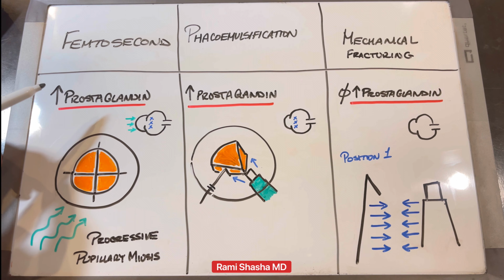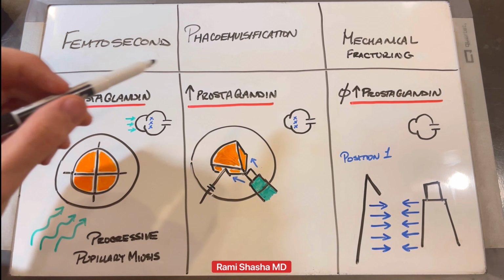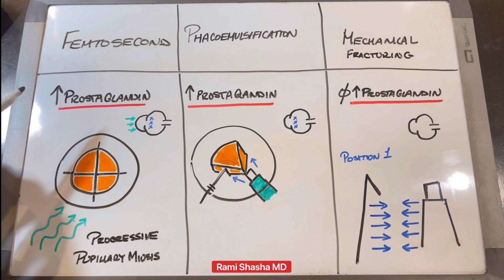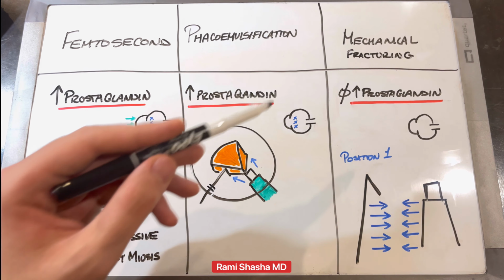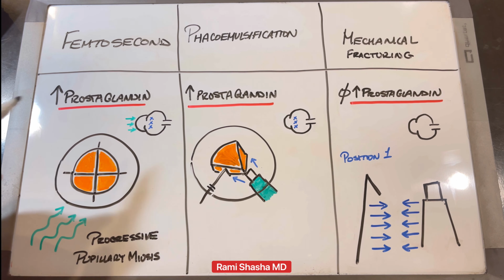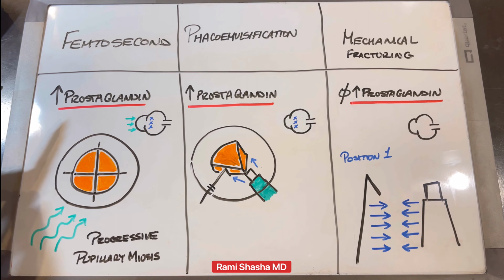On the densest of cataracts, very, very dense cataracts, the femtosecond laser may not work. But with mechanical fracturing, you could employ the forces and the right vector forces to break up pieces. So with mechanical fracturing, now if you're doing the entire case, 100% of the case, without any ultrasound or laser, then there should be no rise in prostaglandins.